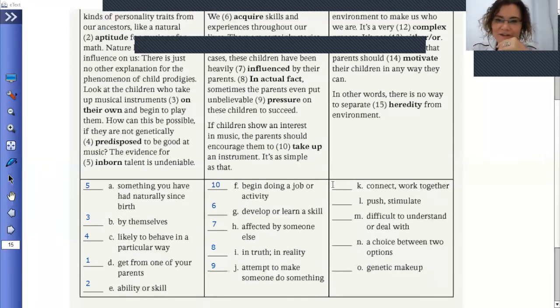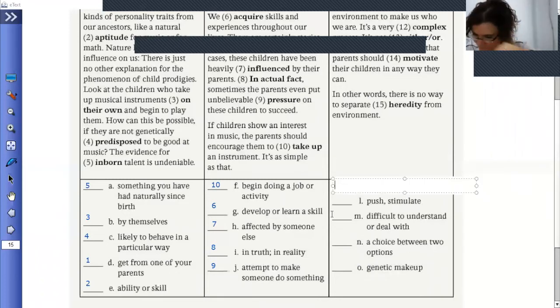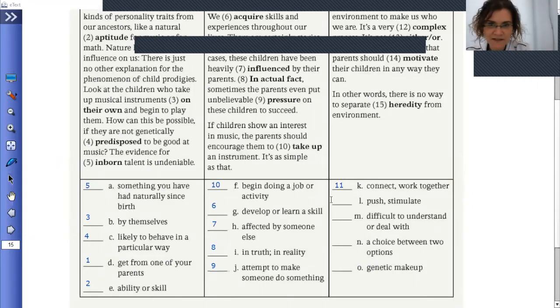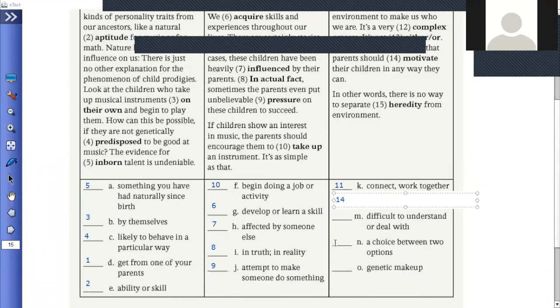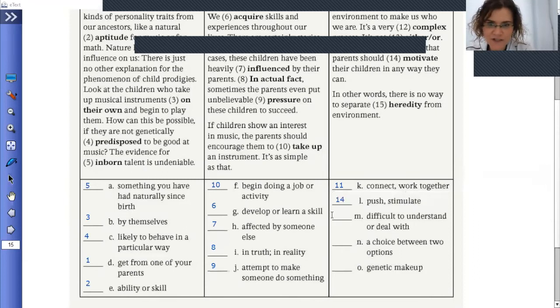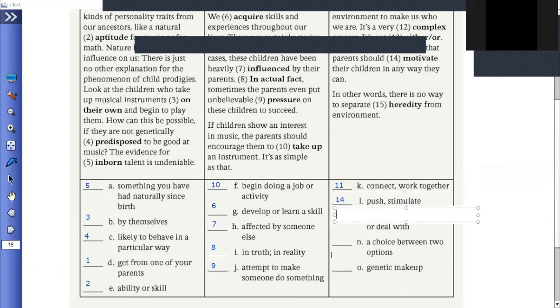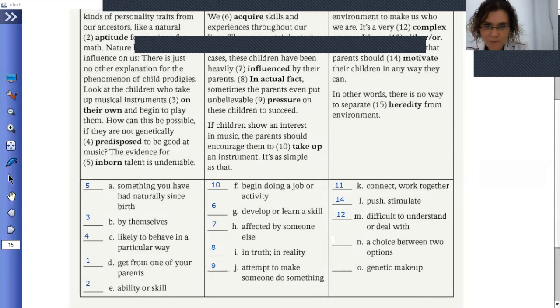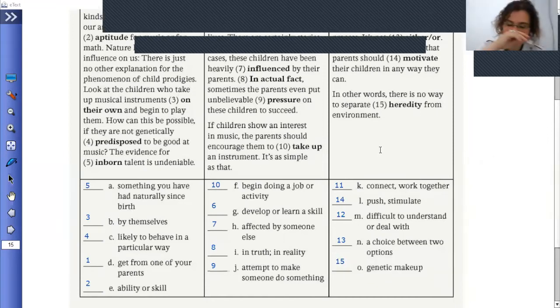Connect, work together. What is that, guys? Interact. 11. Yeah, that's interact. And then push and stimulate. 14. Motivate, right? Difficult to understand or deal with. Complex. 12. Yeah. Choice between 2 options. 13. Either or. Yeah. And genetic makeup, last but not least. 15. Heredity. Okay, I hope you got this correct.